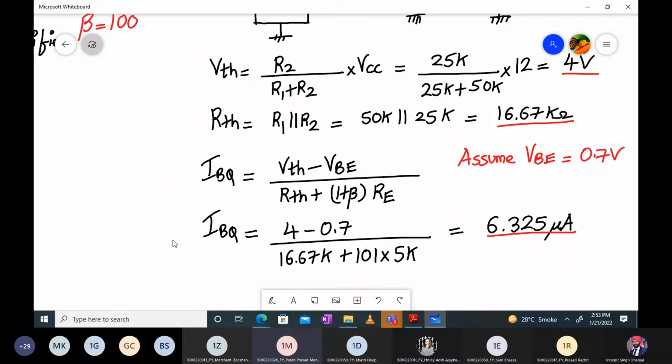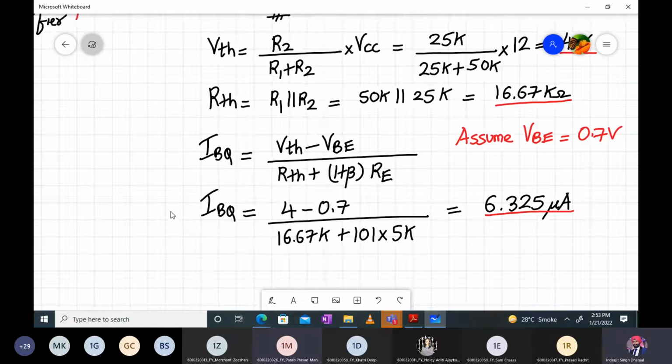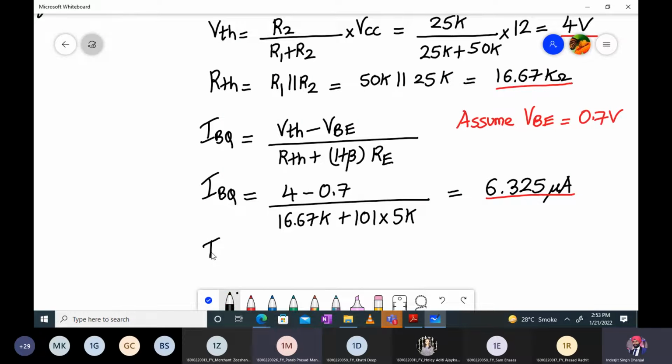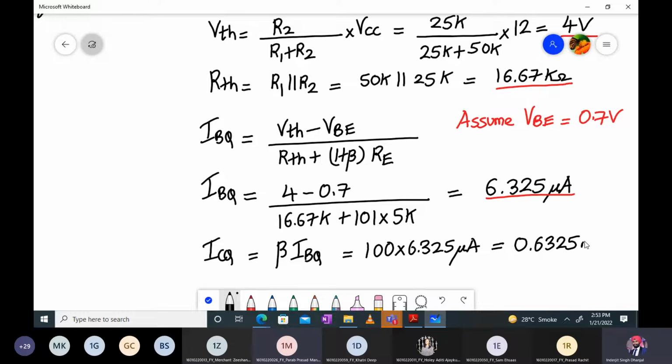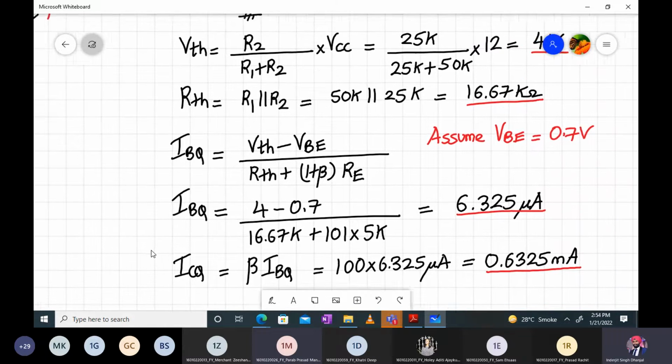What next we have to calculate? ICQ. So ICQ is beta times IBQ, which is 100 into 6.325 microamperes. So this will be 0.6325 milliamperes. Please write the units carefully. IBQ will always be in microamperes and ICQ will always be in milliamperes. ICQ. Okay, this much completed, everyone.